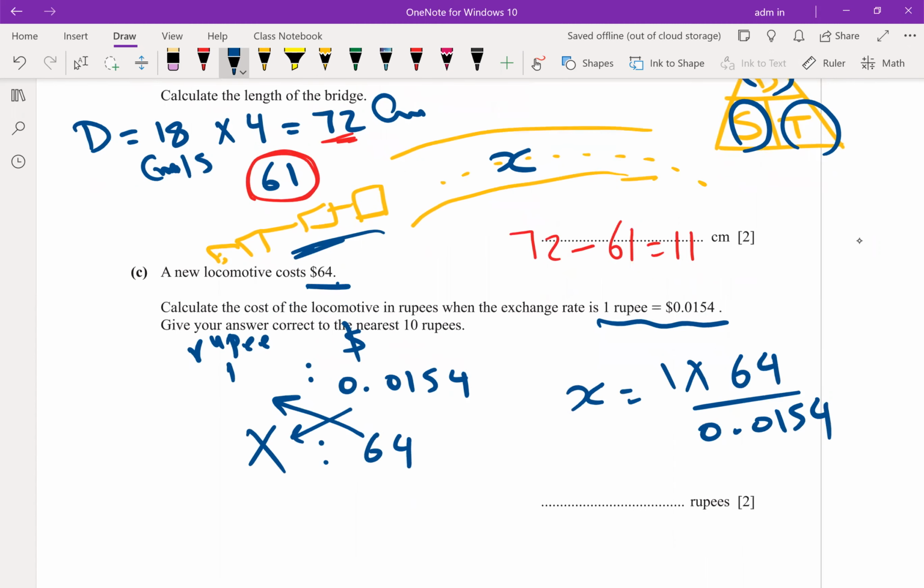Yes, please. It's a given. Give me the answer without rounding first. 4, 1, 5, 5. 8, 4.